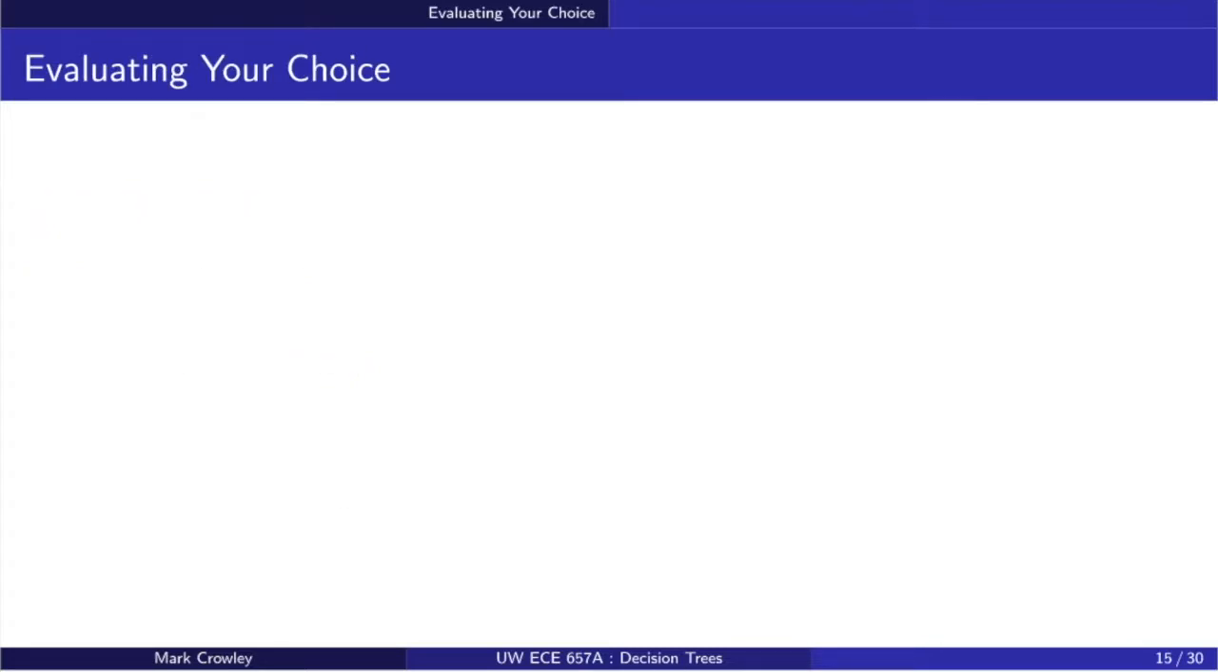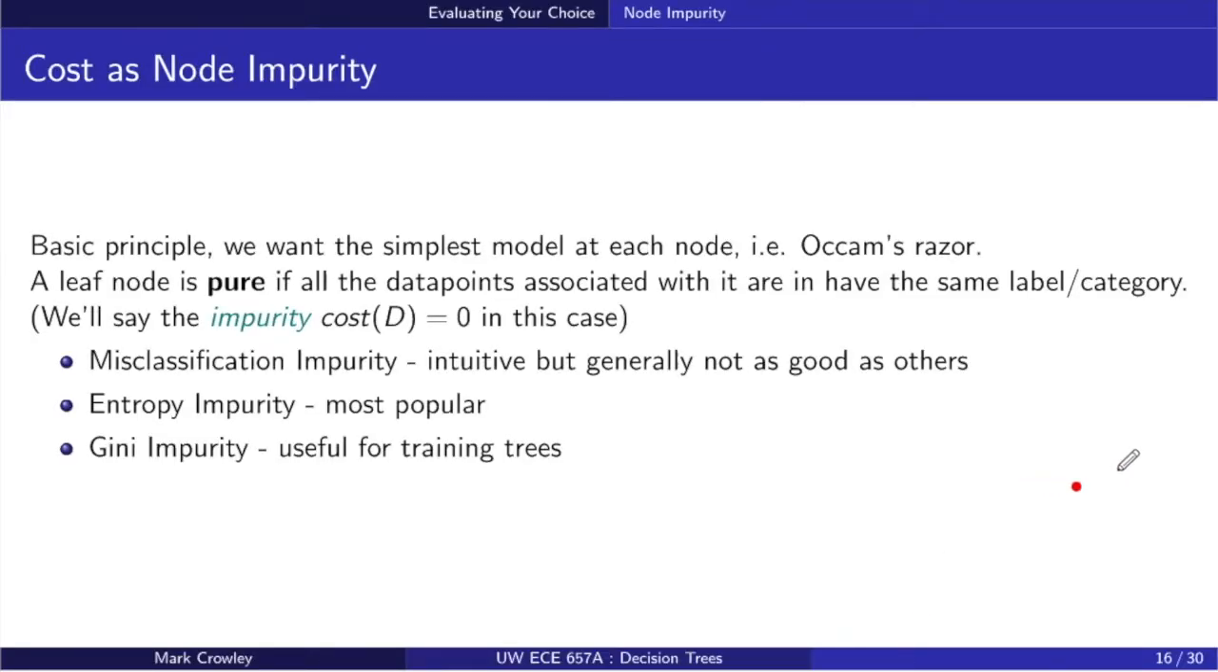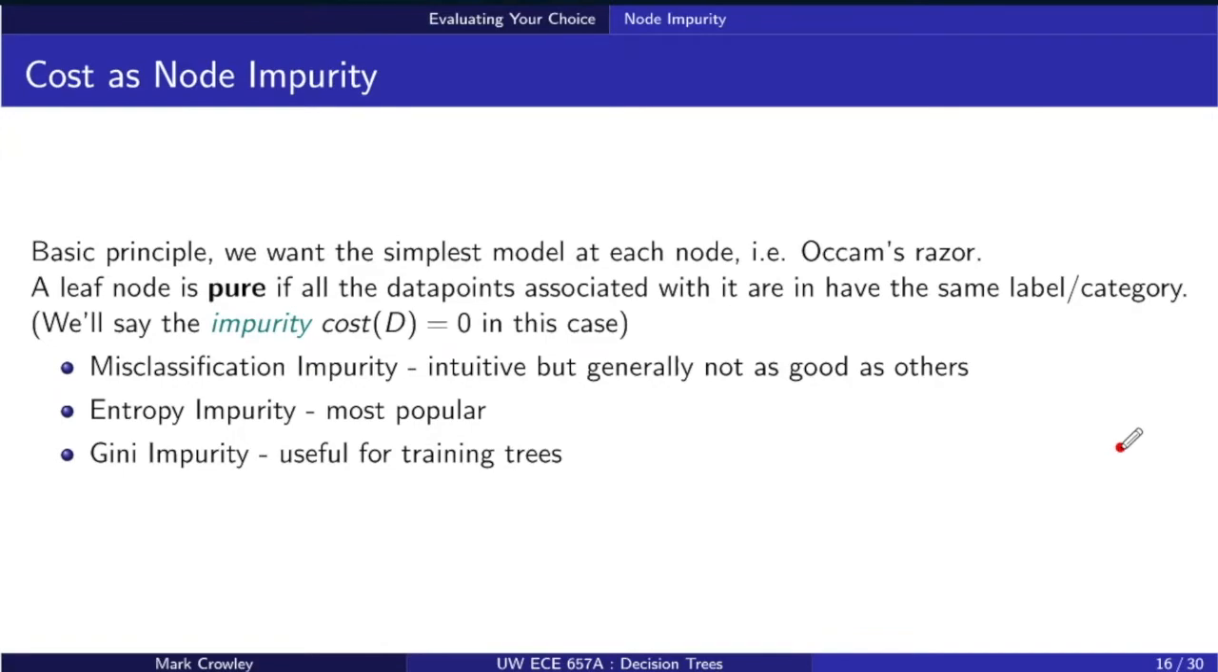How do you evaluate whether you should split it or whether it's good enough as it is, right? So this idea of impurity is one of the main ideas they use, at least in decision trees. The idea is that we want the simplest model for every node, right? You remember Occam's razor, the simplest model is usually the best. We want a simple node, a simple model to do the classification, right?